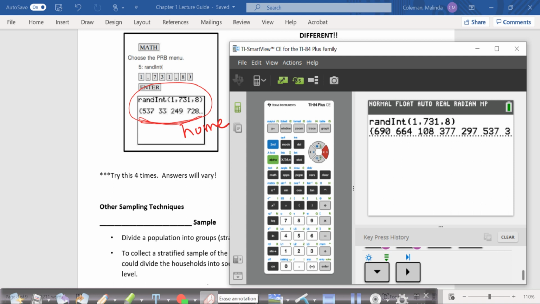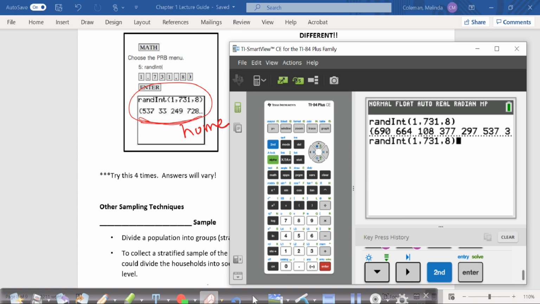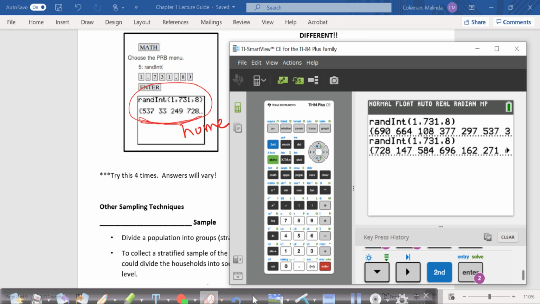If I want to do this again, there's a couple of features on the calculator that make it really nice. Since I want to do this again, if I hit the second enter button, that will show me what I picked last time. So the second enter gives me the menu before. And if I hit enter again, notice that I still get 8 random numbers, but they are different random numbers.